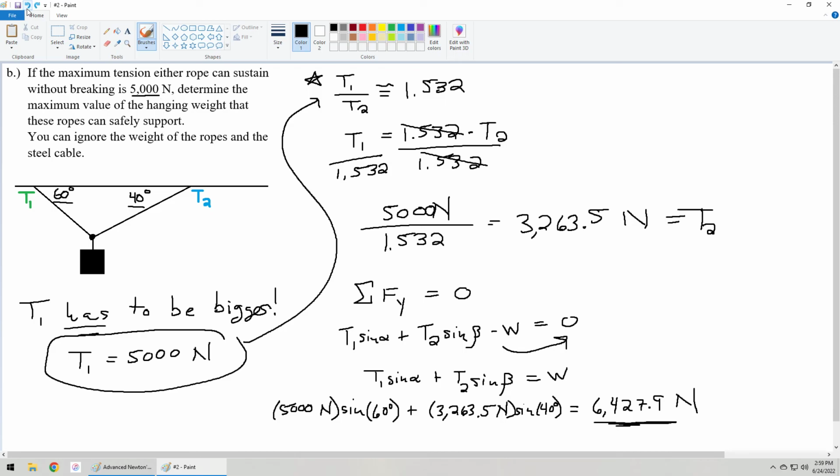sometimes you just kind of have to do it the way that the answer key wants you to do it, based off of how the author is thinking. So let's approximate this to 2 significant figures based off how the answer key wants us to do it. If we made the cutoff right here, we see that 2 is less than 5, so we're going to be approximating to 6,400 newtons in this case. And that is the answer to part B.